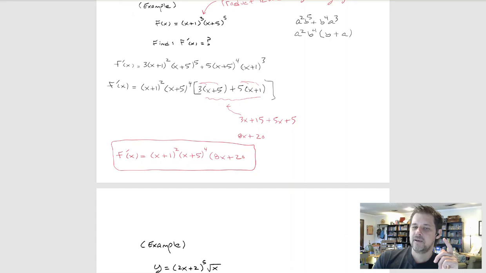Now, I'm not 100% certain that this will be acceptable because there is one more simplifying thing that you can do. For example, out of these two terms, 8x and 20, we can factor out a 4.